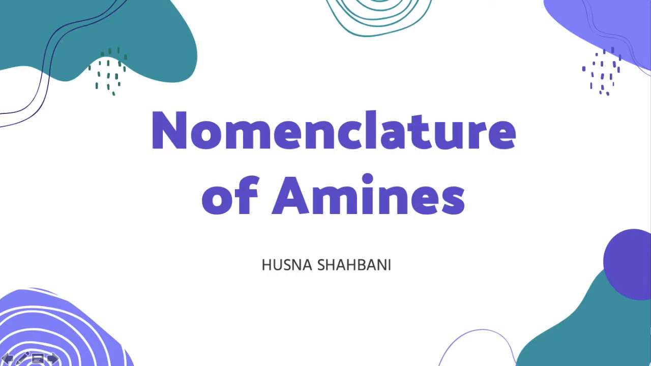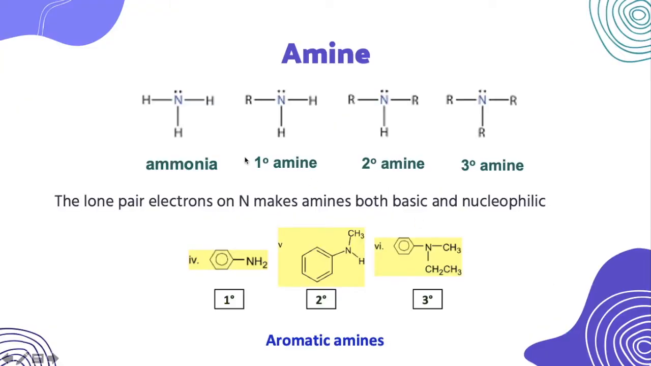Nomenclature of amines. This is the structure of ammonia: nitrogen with a lone pair and connected to 3 hydrogens. This is a primary amine because 1 R group is attached to the nitrogen, a secondary amine has 2 R groups attached to the nitrogen, and this is a tertiary amine. The lone pair electrons of N make amines both basic and nucleophilic.